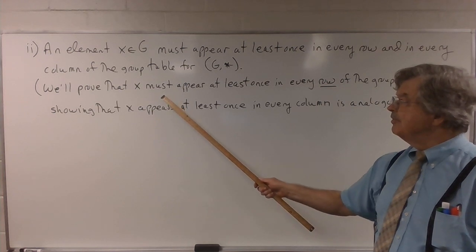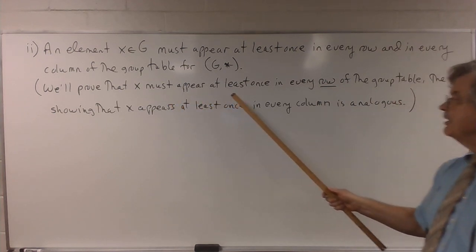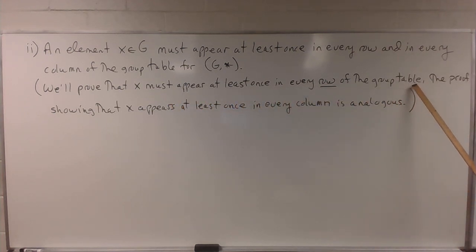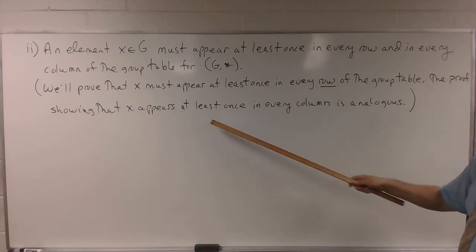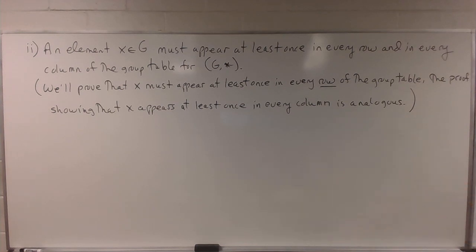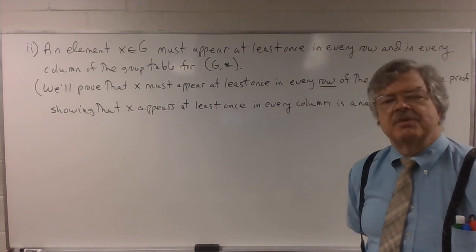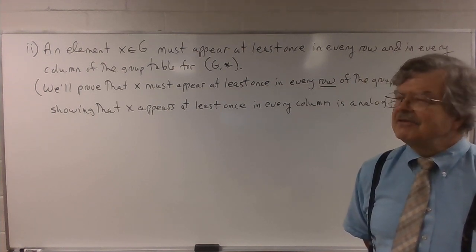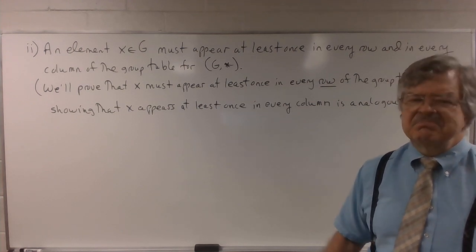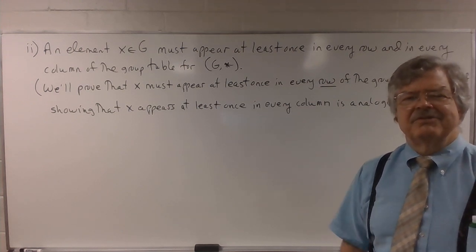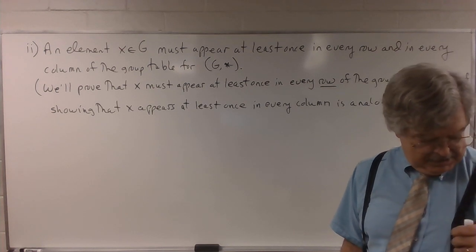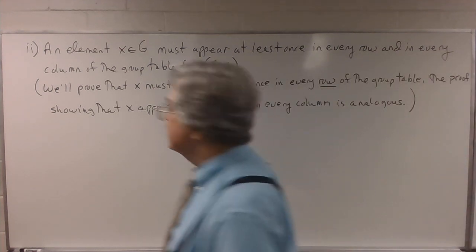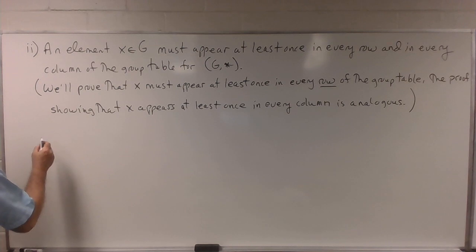Now, we'll prove that X must appear at least once in every row of the group table, and the proof showing that X appears at least once in every column is analogous. So we'll show that X has to appear in every row at least once. We're not going to show that X has to appear in every column. The details are essentially the same. So, here we go.